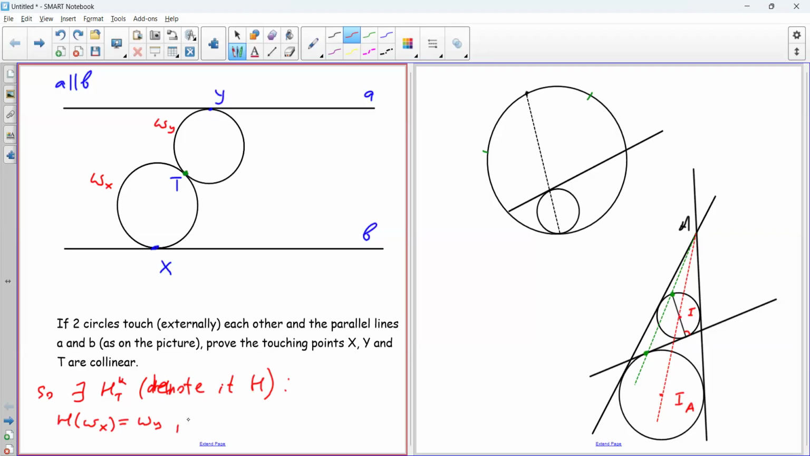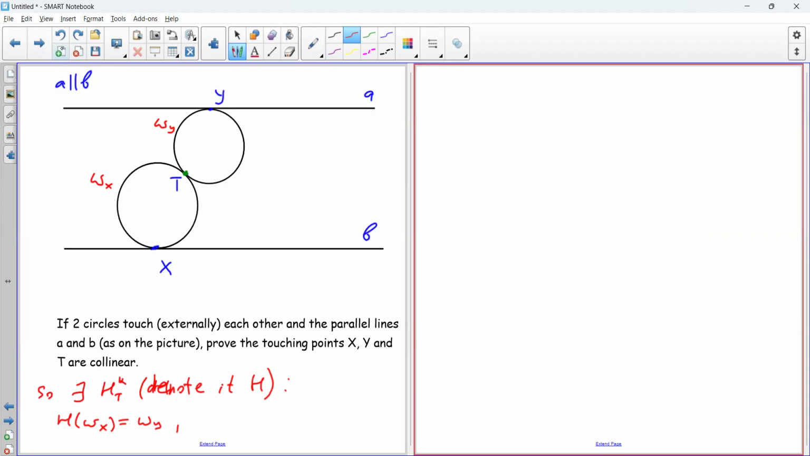And that's basically it when we define the homothety. And what's next then? So not that much done at the moment, right?